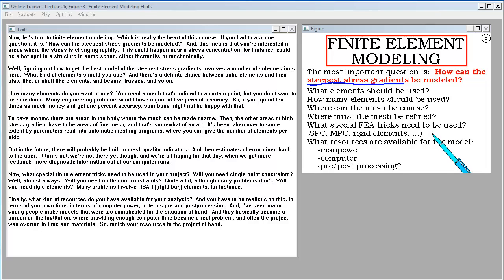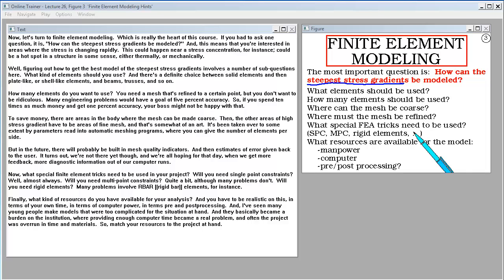Now, what special finite element tricks need to be used in your project? Will you need single point constraints? Well, almost always. Will you need multi-point constraints? Quite a bit, although many problems don't. Will you need rigid elements? Many problems involve R-bar elements, for instance.